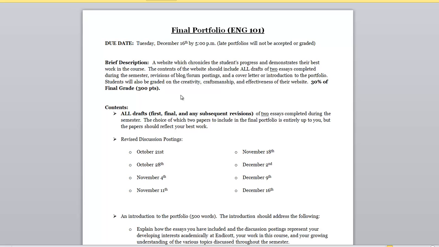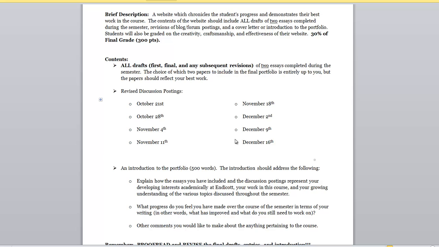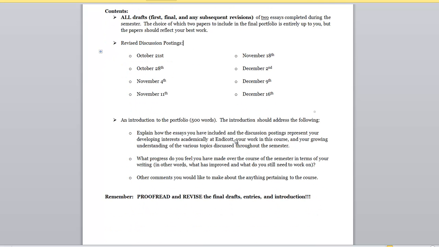Revised discussion postings, so those are all the dates of the discussion postings we had. I know the December 9th one was to be announced. Again, I was planning to put that up earlier, but I got slammed with the sinus infection, so I'm going to try to get that posted, give you folks a little bit of an extension on that one too, so don't worry about that.